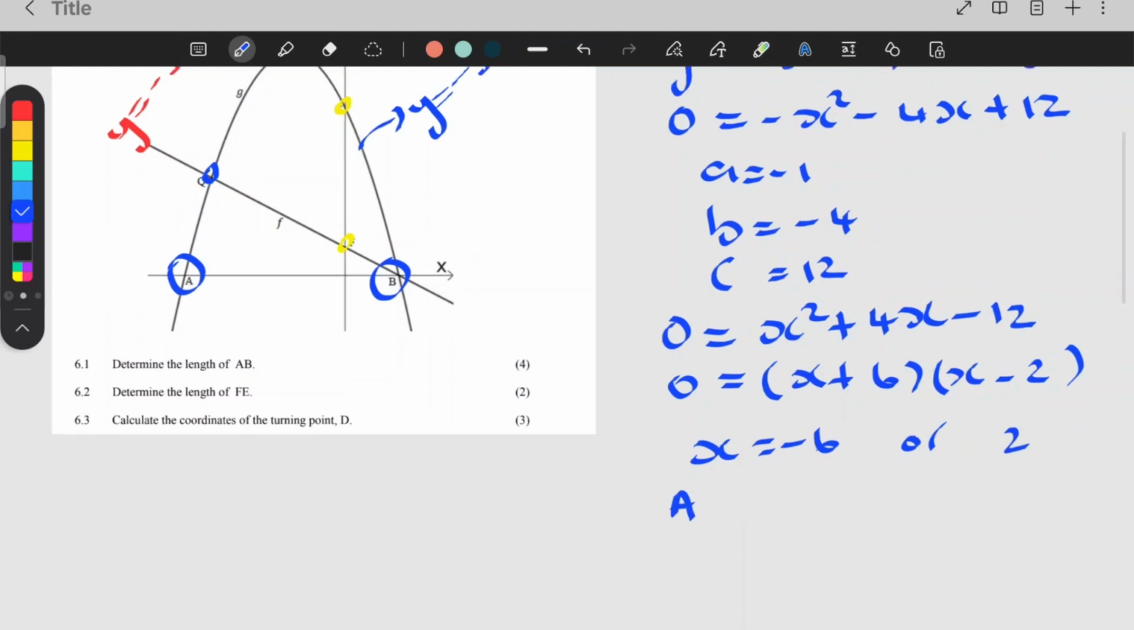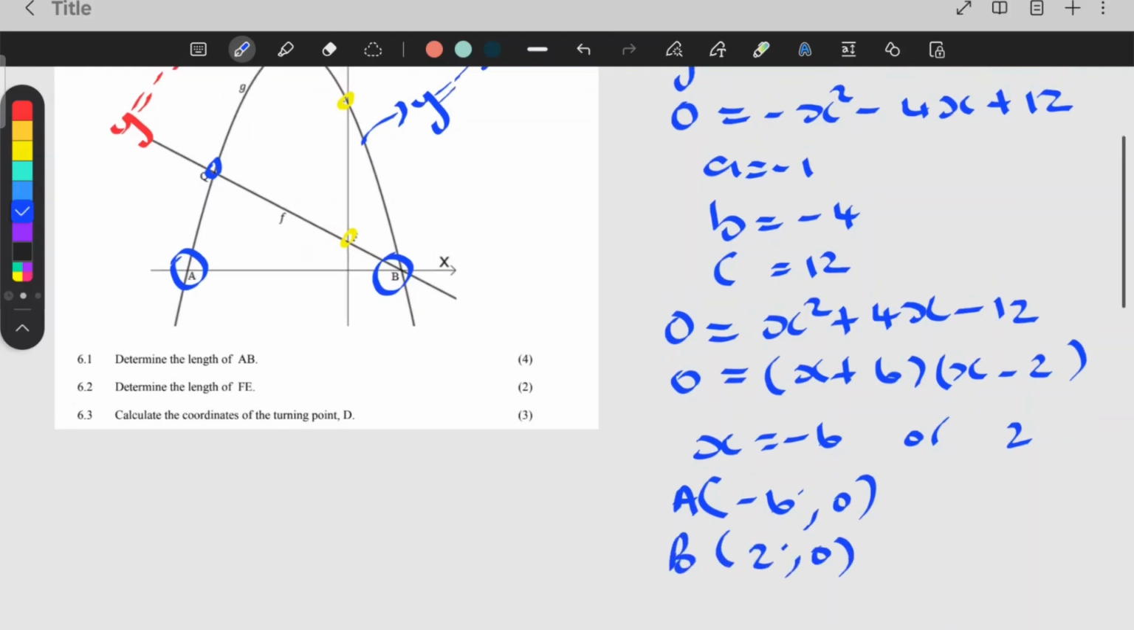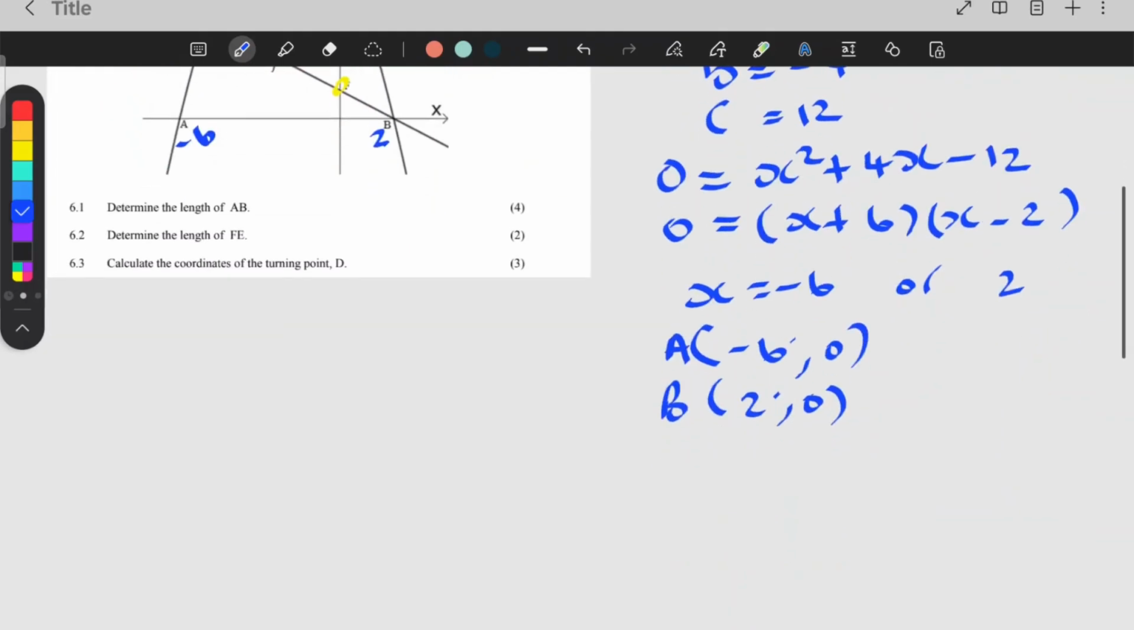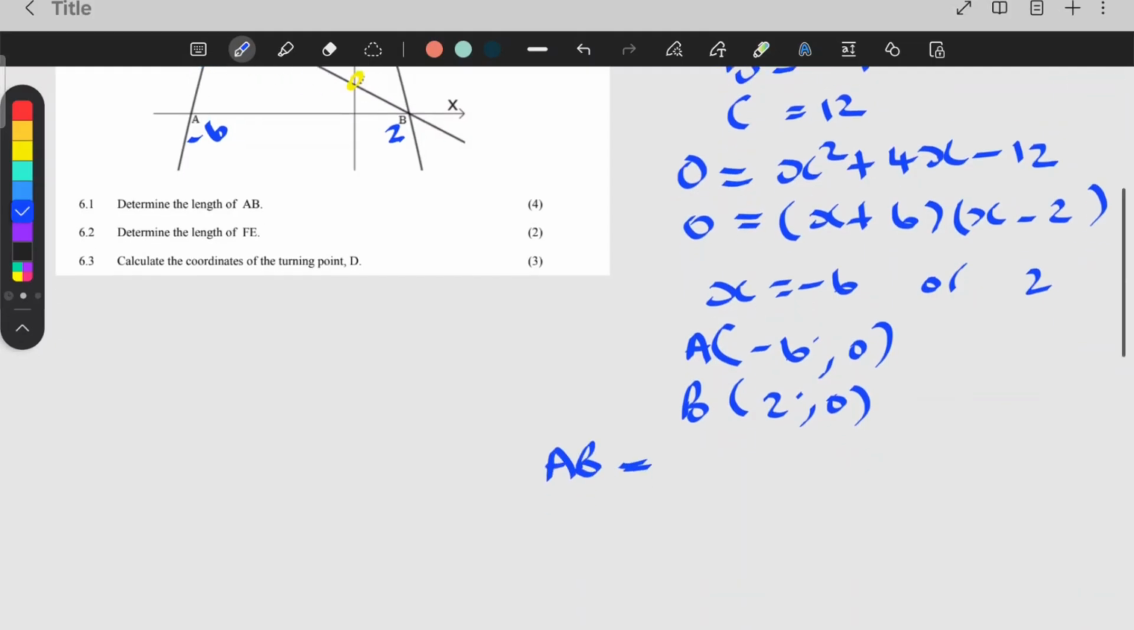So A is the negative number. So A is (-6; 0) and B is (2; 0). Okay, let's fill that in on our graph so we can see. So I'm going to write A is negative 6 and B is 2. So now the length. For AB, you can use the distance formula, or you can just say my biggest x value minus my smallest x value. And that gives me 8. So AB is 8 units.